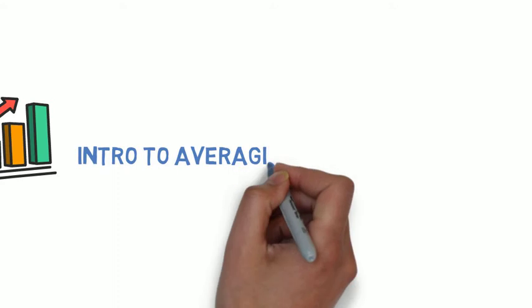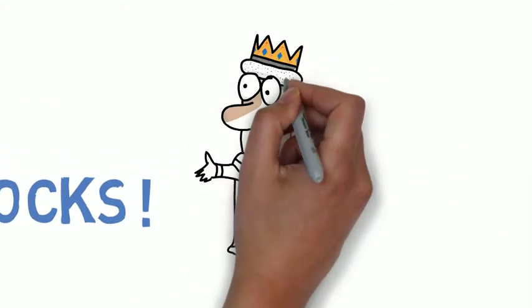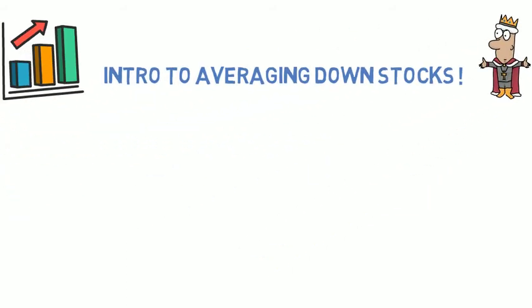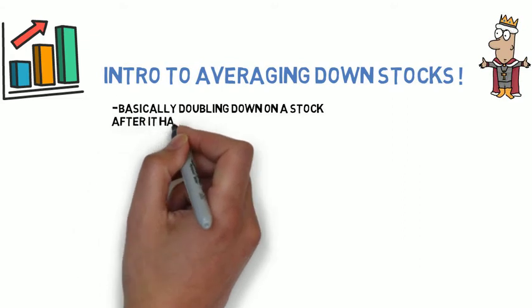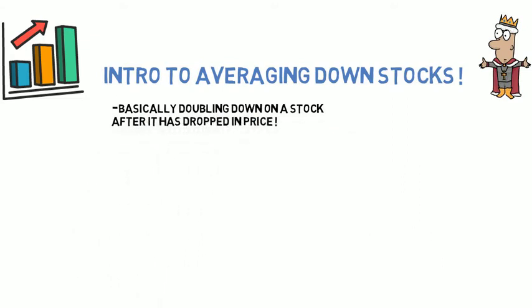Today we're going to go over how to average down. So basically, averaging down means to take your current position and, seeing a drop in its value, repurchase shares into that company at a lower price in order to make your current average of that stock lower than what it previously was.